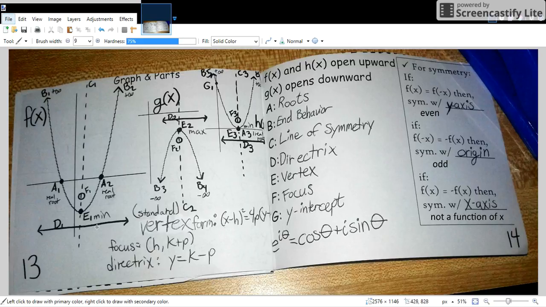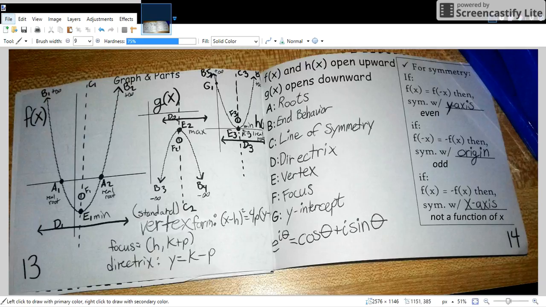D, that is for directrix. That is this solid line that is underneath our minimum values or above our maximum values. The only thing that I'll say for today is that directrix and focus are equally distant from the vertex. And we'll talk more about that next semester.